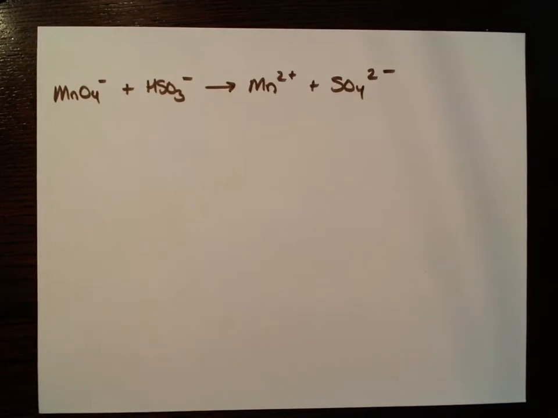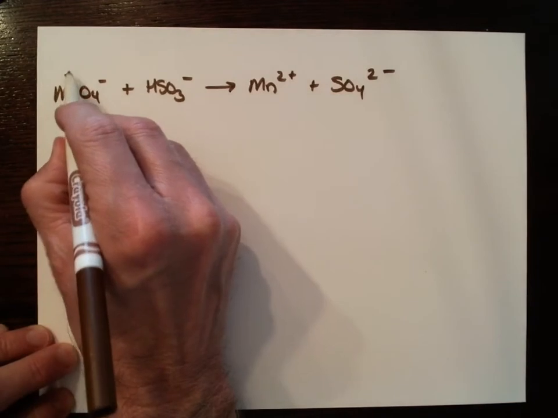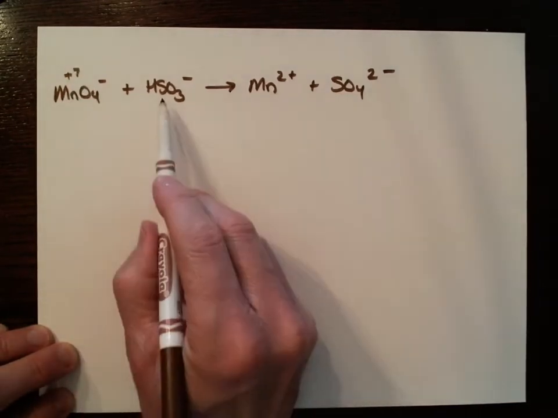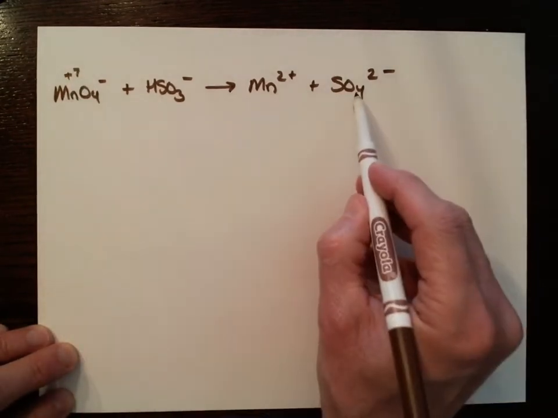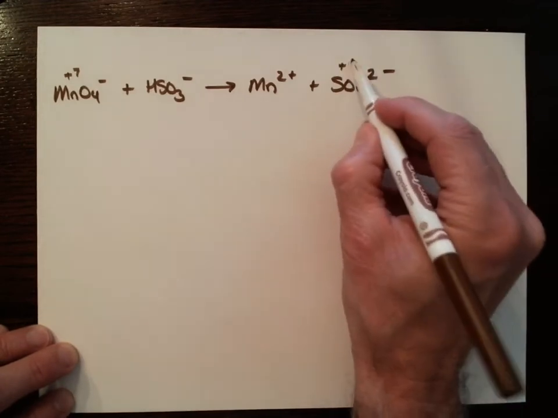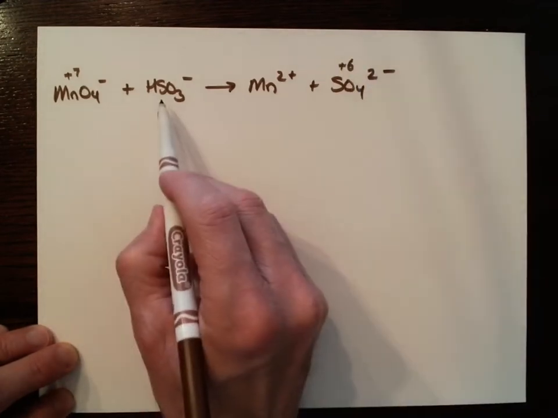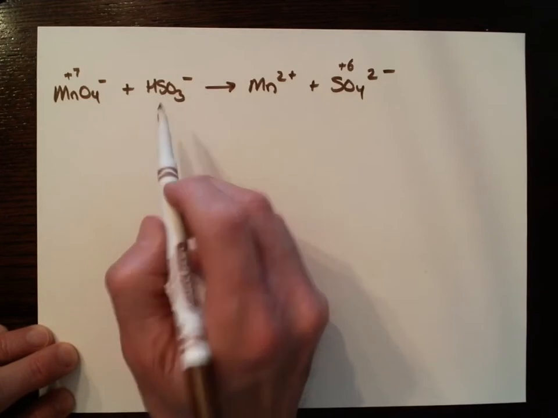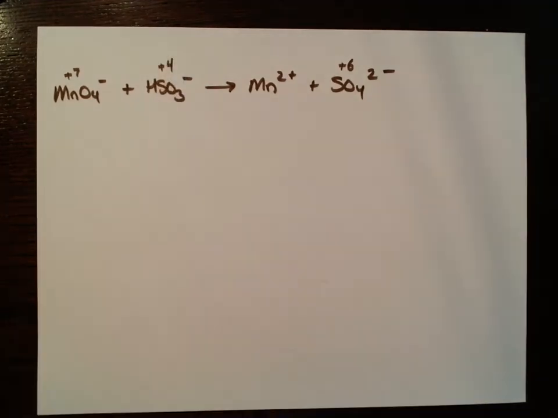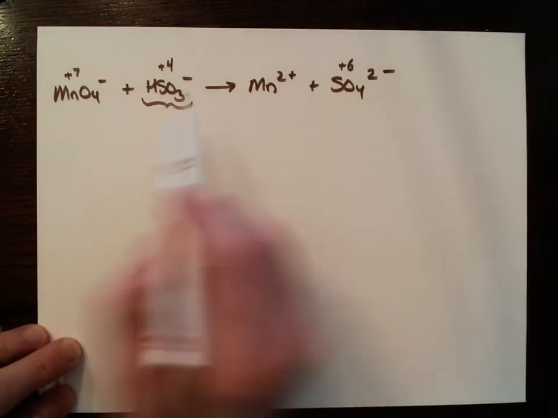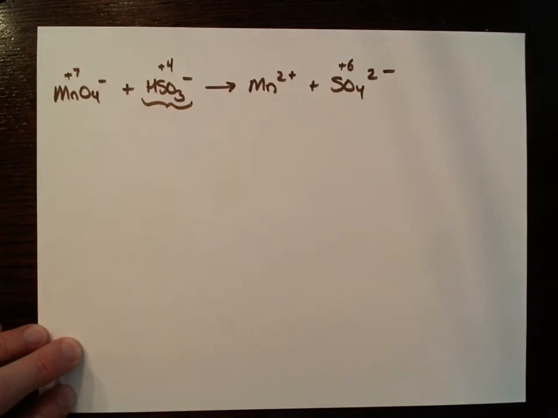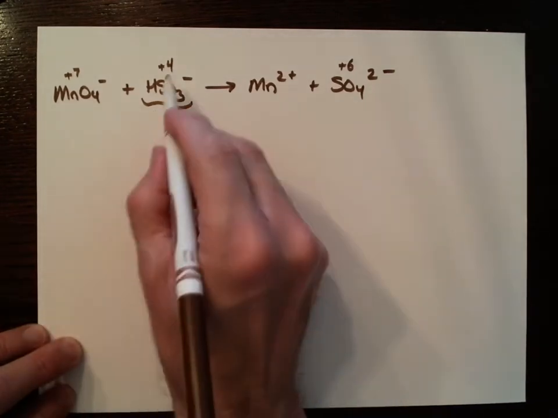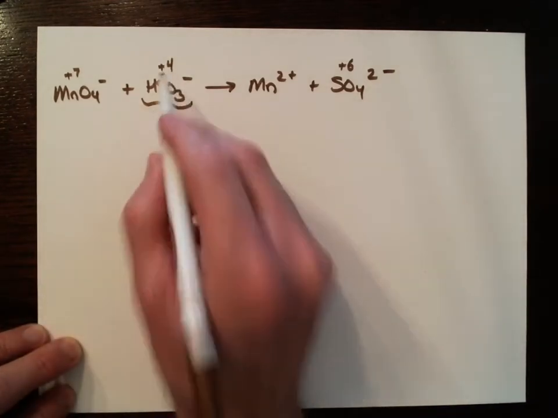Okay, first we got to figure out what's oxidized and what's reduced. Well, our manganese here is going to be a plus 7. And our sulfur, let's see, our sulfur in sulfate, I believe that's going to be plus 6. And our sulfur in hydrogen sulfite is going to be plus 4. Just to show you this one, because we've done this before, I want to show you the oxidation number of sulfur is plus 4.